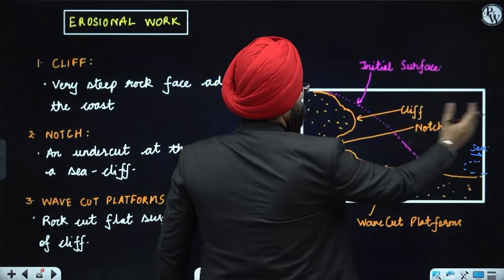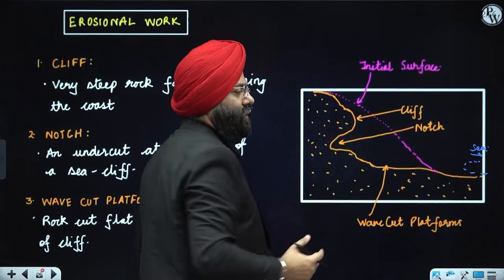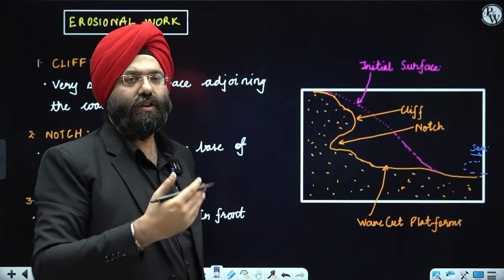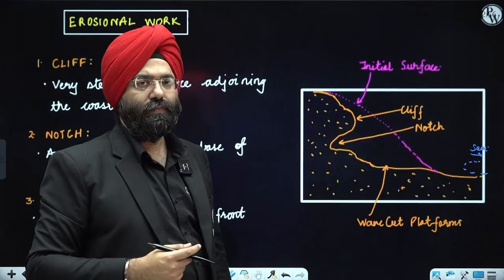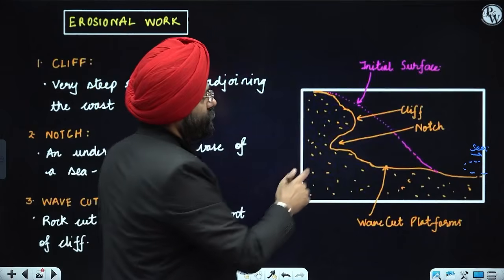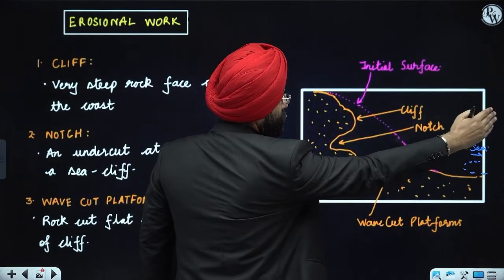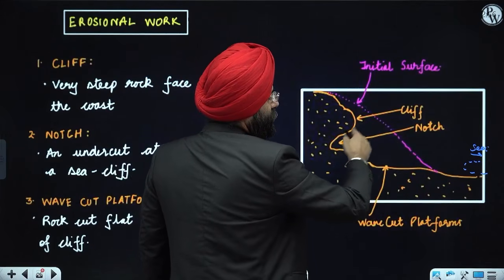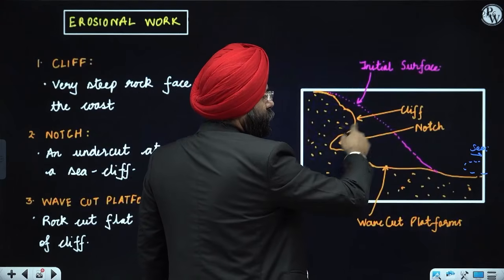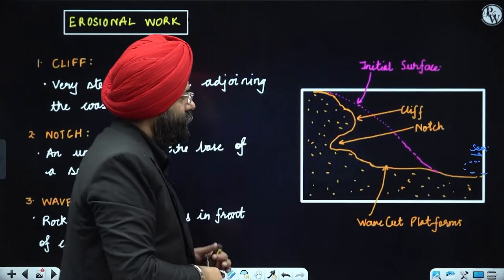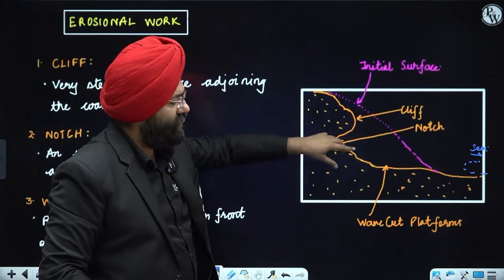And obviously the waves are going to come and crash against the coastal region. Let us say this is a rocky coastal region. Now, this is supposedly the initial surface. When the waves crash, a lot of force will come and it is going to erode it, so certain structures will be created.